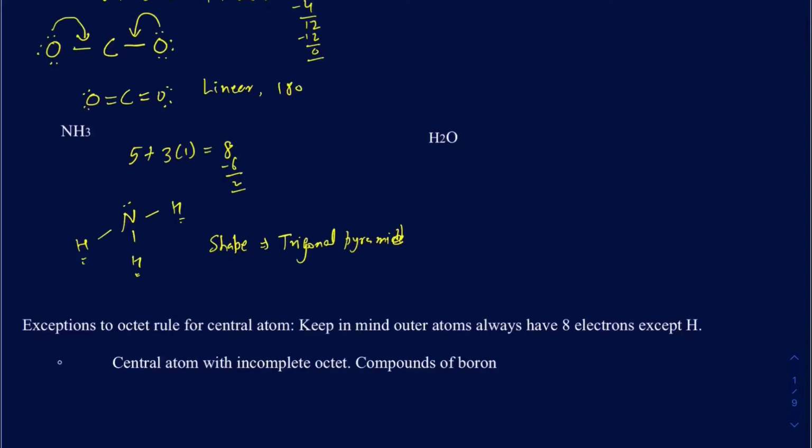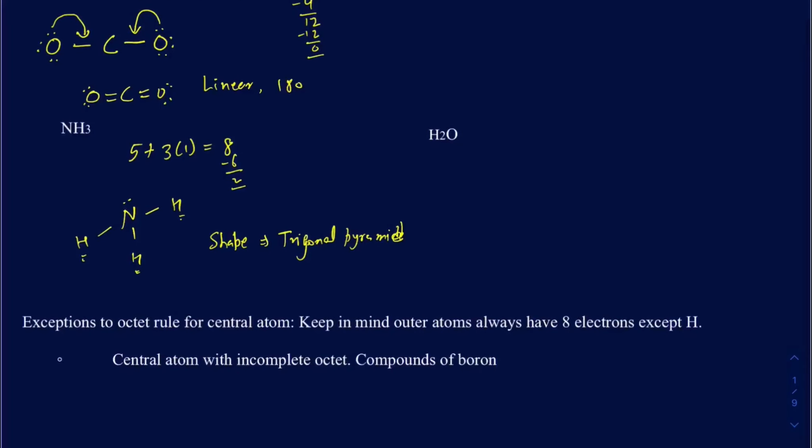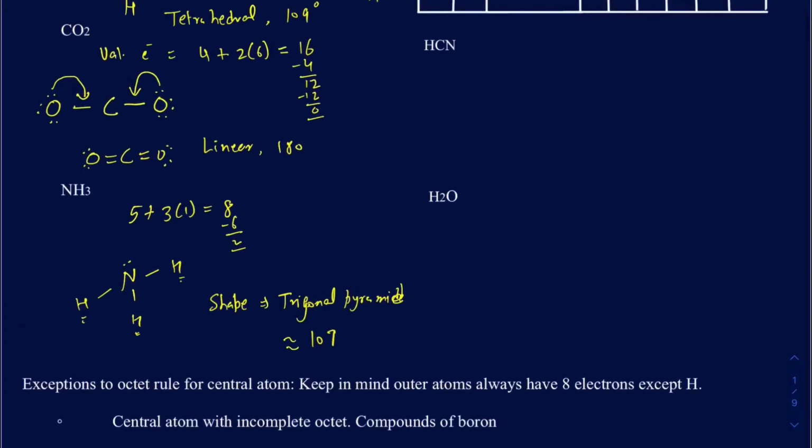Since it's a trigonal pyramid, the bond angle is going to be a little bit less than 109. It's going to be around 107. So let's say roughly 107 degrees is going to be the bond angle there. For tetrahedral, it's about 109, but since there's a lone pair, the lone pair is going to repel those bonding domains, and they're going to contract a little bit, so your bond angle goes down just a little bit.